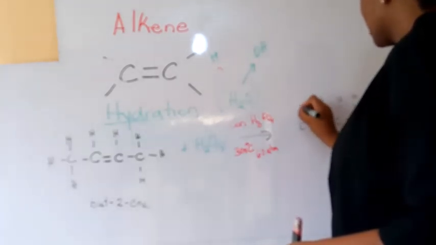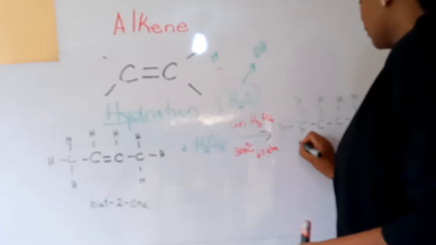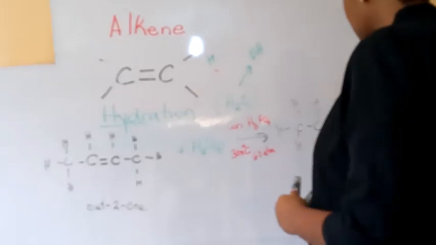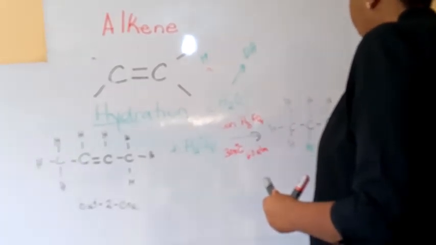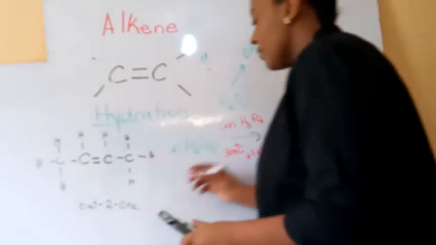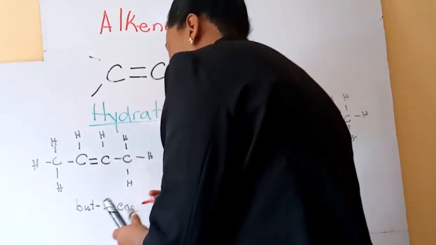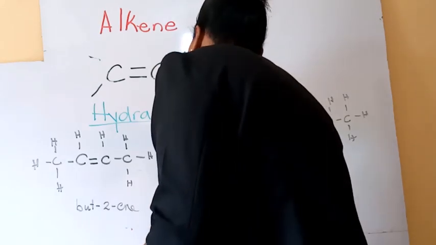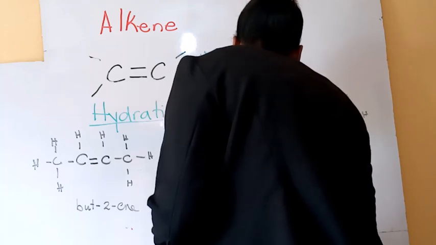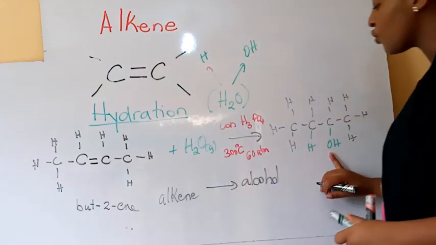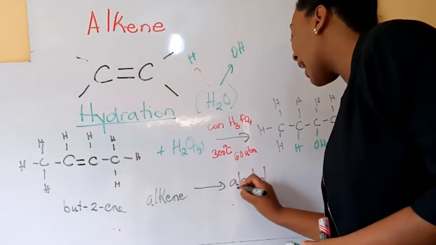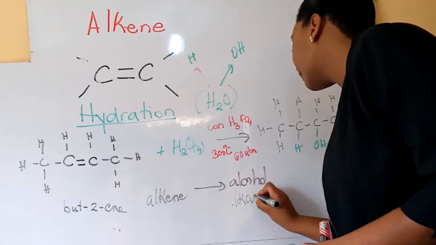And I did just that. Then we are going to add H to one carbon in the double bond and OH to the other. During a hydration reaction, we move from an alkene, so we're moving from alkene to alcohol. Because of this OH, we have a new functional group, and this is the alcohol functional group, or the alkanol.